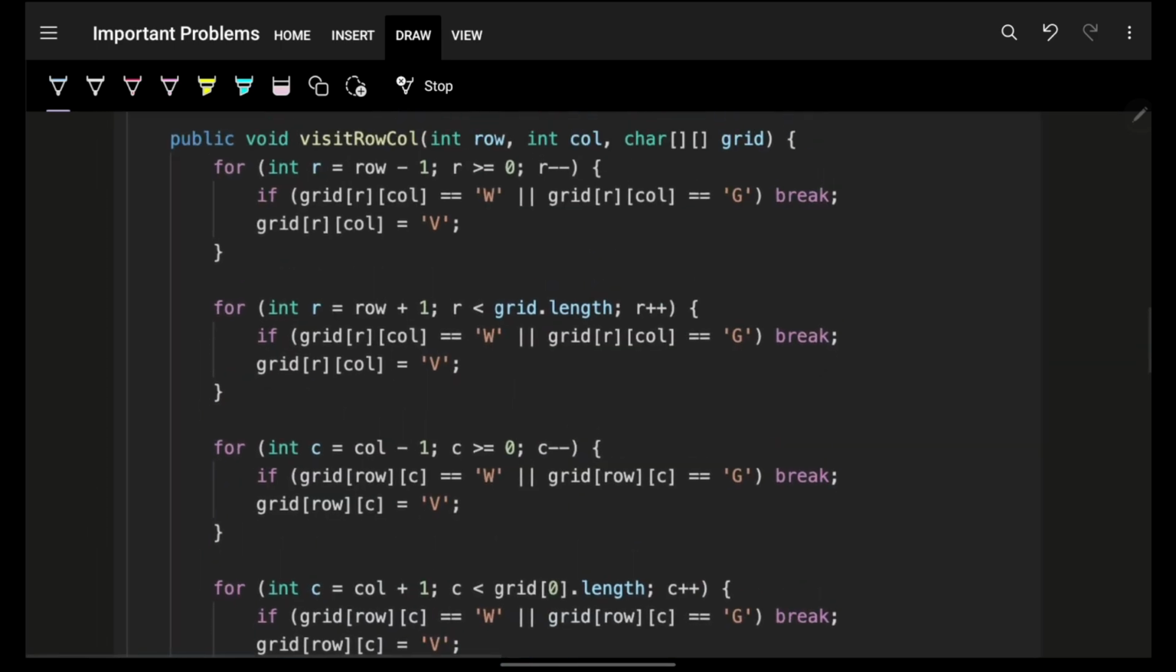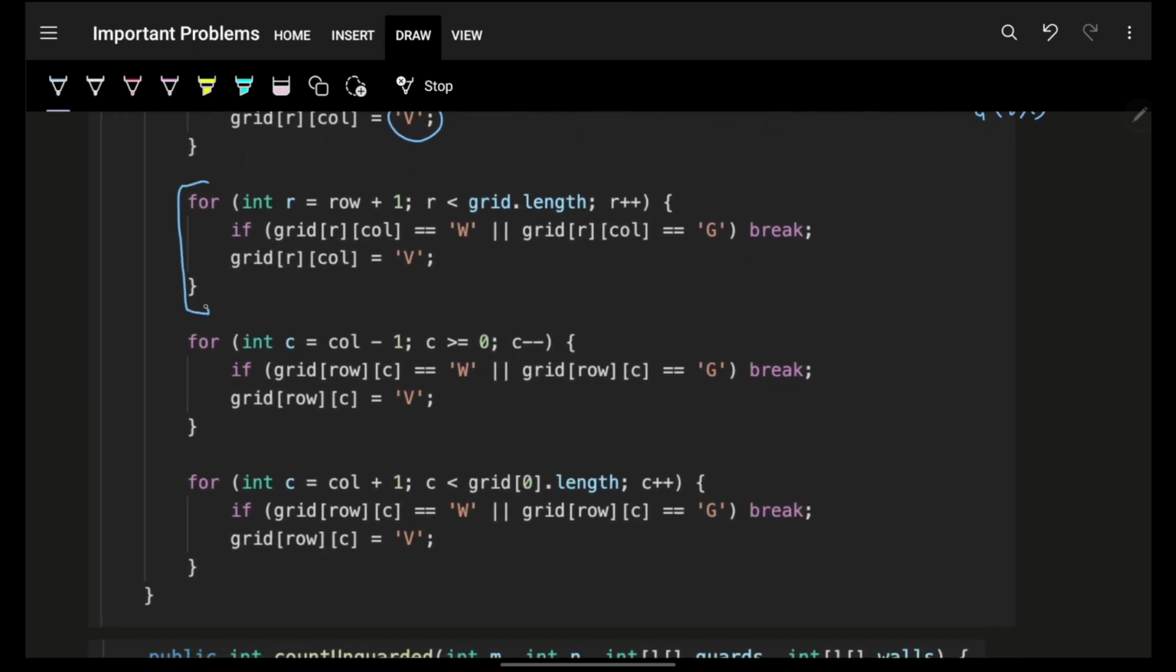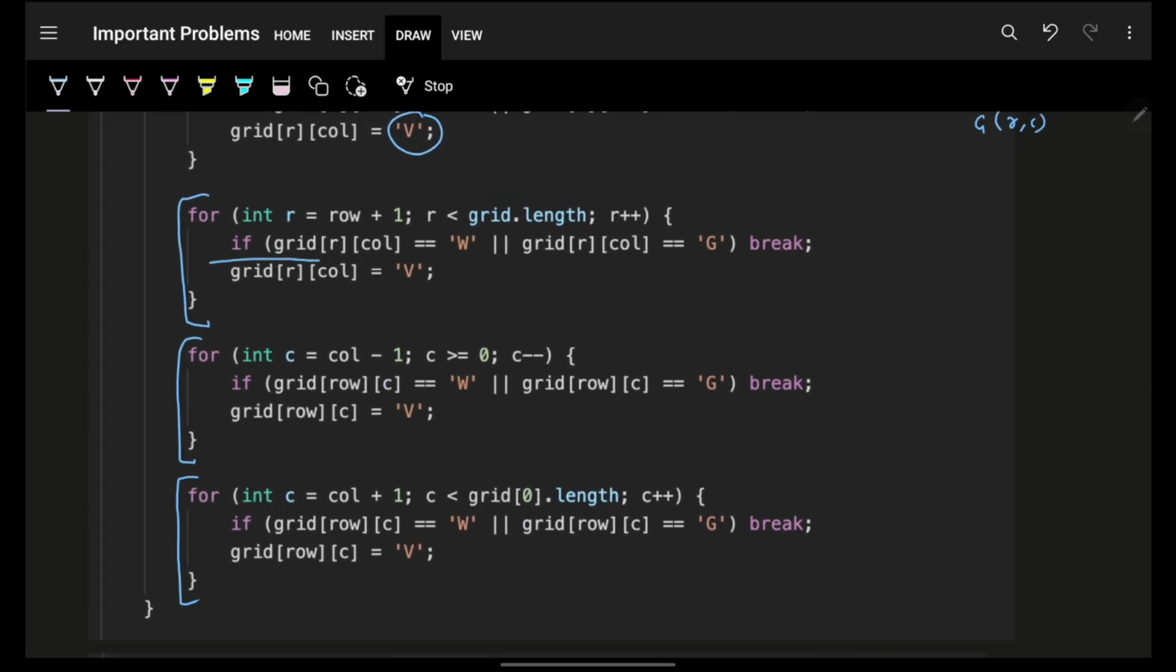What this visit function does, if the guard is at r comma c, it will start from r minus 1 comma c and will keep on going up. So as you can see, I start from r equal to row minus 1, and I will simply keep on going up. I will stop only and only when I find a wall or I find another guard. Then I will simply stop. Else I will simply keep on marking those cells as visited. Same way I will go down, same way I'll go left, same way I'll go right.